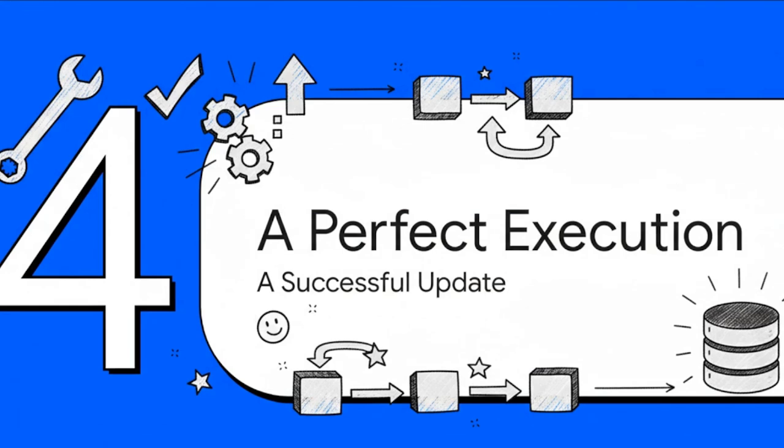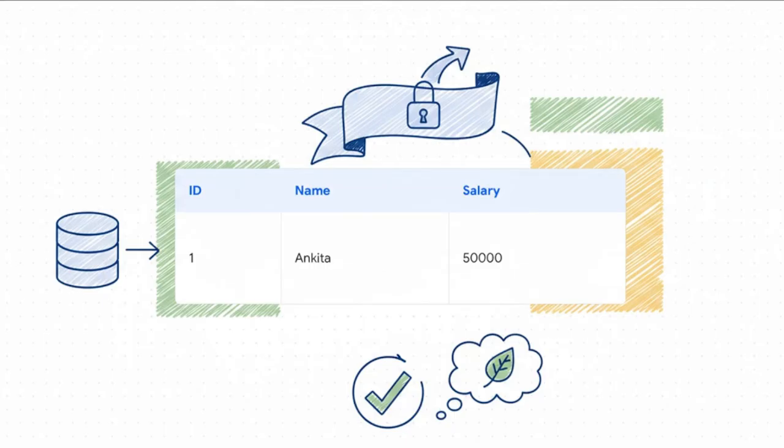Okay, so that's the story for when things go wrong. But what about the happy path? What happens when everything goes exactly right? Let's fix our code and run this transaction again. Once again, we're starting with Ankita's salary at $50,000. This is our clean slate, ready for a successful update.